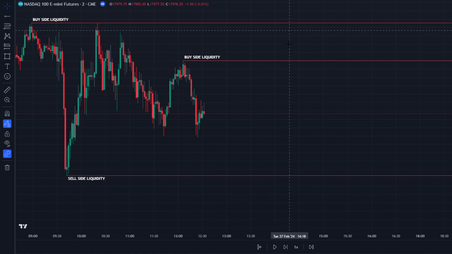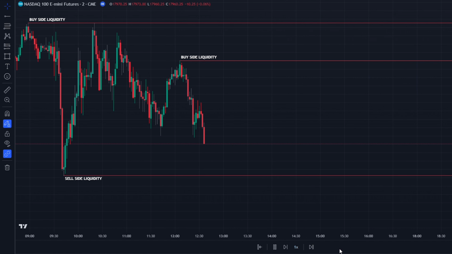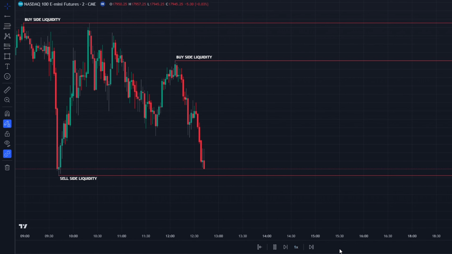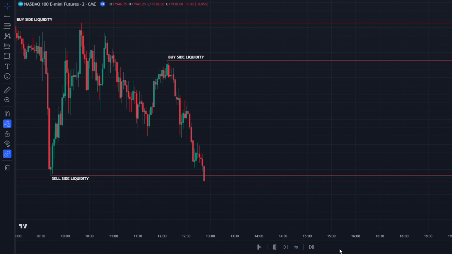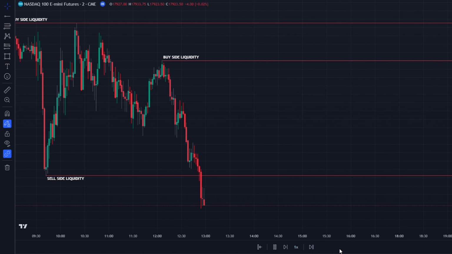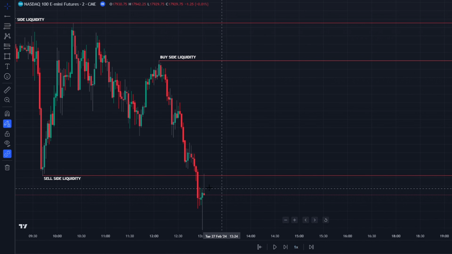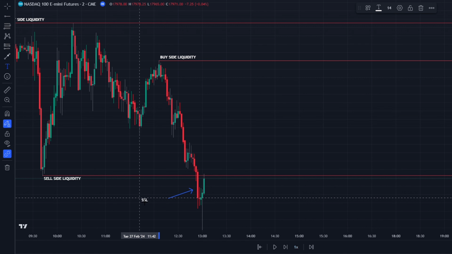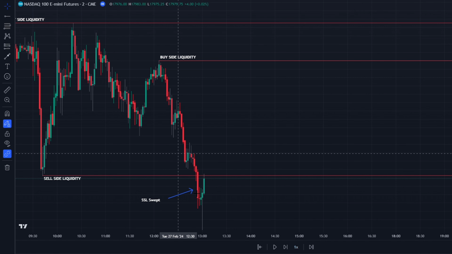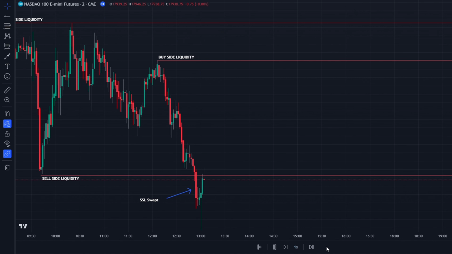So let's see what we get going into this session. With the PM session, I look for my entries between 1:30 PM and 2:30 PM. So the macro time runs from 2 PM to 3 PM, but I look for entries from 1:30 PM to 2:30 PM. So as you can see here, the lows have been swept going into the PM session. So you just quickly mark that out like usual. And now we'll look for a displacement and a fair value gap for our entry inside of the macro window.